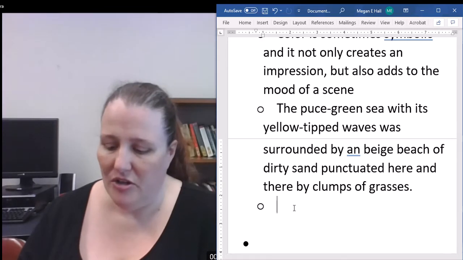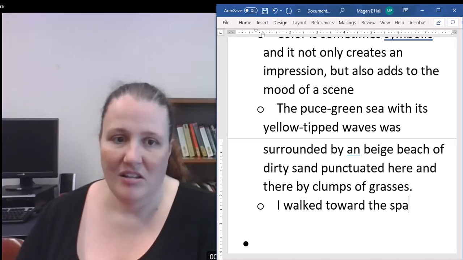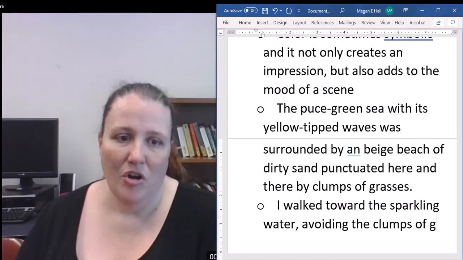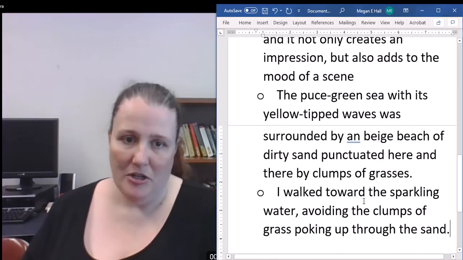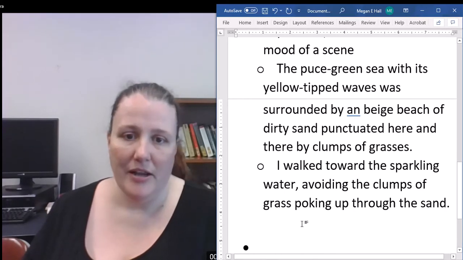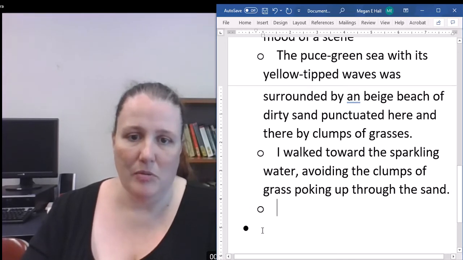You could have a character say, I walked toward the sparkling water, avoiding the clumps of grass poking up through the sand. Okay, now we still get a similar image to the first one, but it's in a little bit of a different style, right? So again, think about your style and how you want to describe things when you're using imagery.